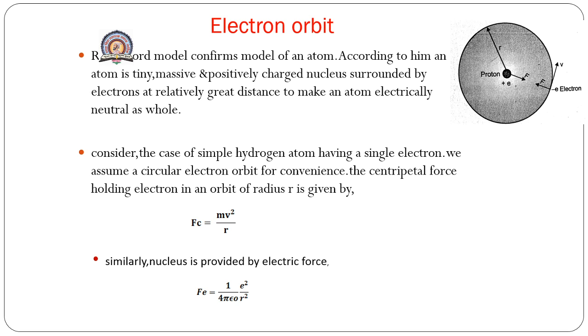First, electron orbit. We know that the structure of an atom consists of a nucleus, and electrons revolve around the nucleus. The Rutherford model confirms this model of an atom. According to him, an atom has a tiny, massive and positively charged nucleus surrounded by electrons at relatively great distance, to make the atom electrically neutral as a whole.